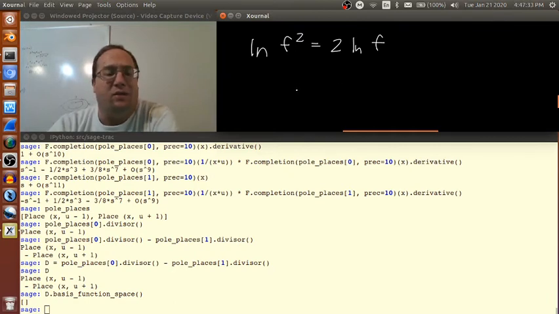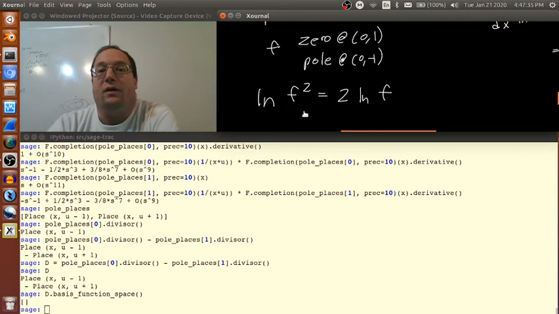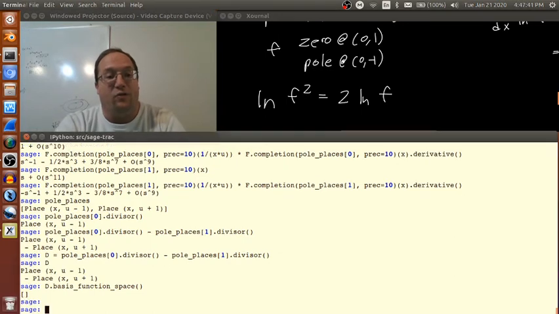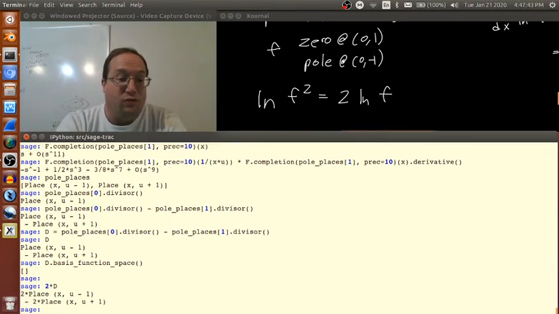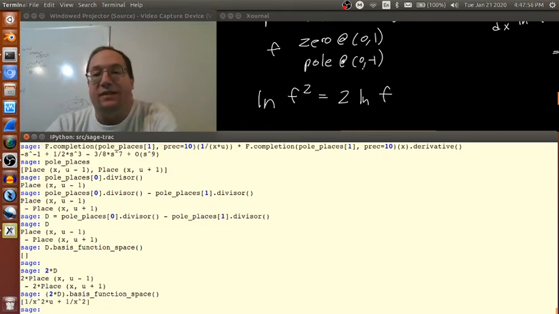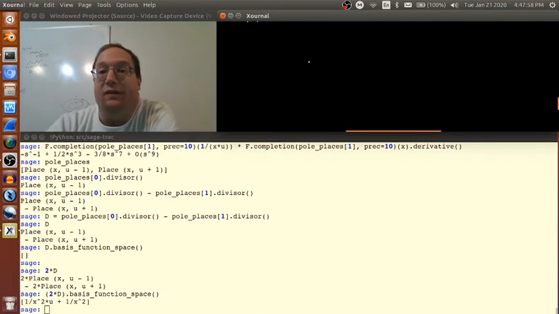And how would I determine where its square would be? I would just double the strength of the poles and the zeros here. So I can take twice this divisor. I get a second order pole, second order zero. Question: does this divisor have a function on the curve? And in fact it does. And basically this is the answer to the integral.